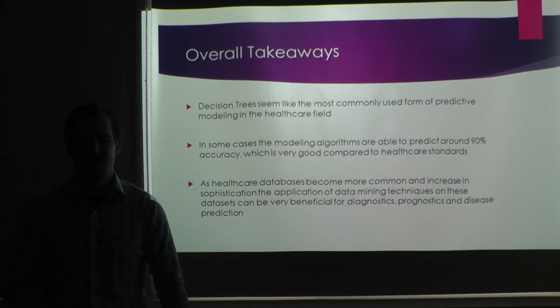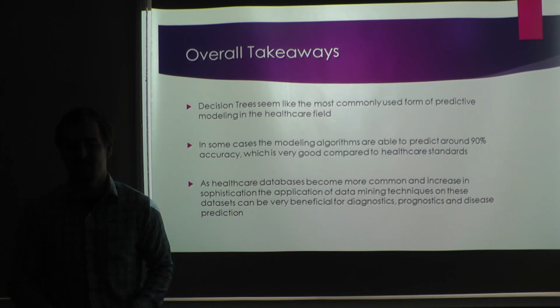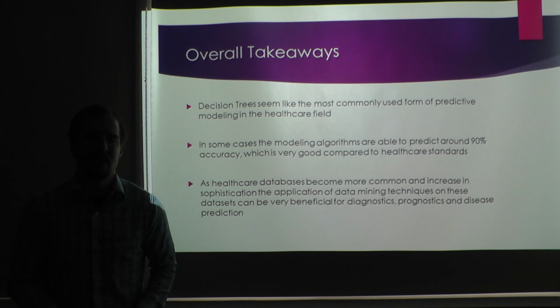So just some overall takeaways. Decision trees seem like the most commonly used form of predictive modeling in the healthcare field, and also the most accurate. They're able to predict around 90% accuracy in some cases, which is very good compared to other healthcare standards. As healthcare databases become more common and increase in sophistication with the medical imaging techniques being used and the amount of data that they're collecting, I think it'll be very beneficial to apply data mining techniques to these data sets, which could vastly increase diagnostic, prognostic, and efficiency as a whole for disease prediction in these medical procedures.